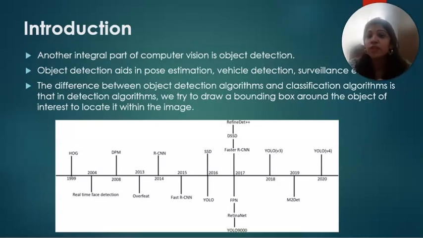Initially, they started with HOG features for object detection. Then real-time face detection came as a problem statement. Then they started with DPM. Then came R-CNN, that is region-based convolutional neural network. Then Fast R-CNN, then Faster R-CNN. Then YOLO came. YOLO is You Only Look Once. All these architectures we will get to know in the meanwhile. So this is just a journey of object detection architectures.